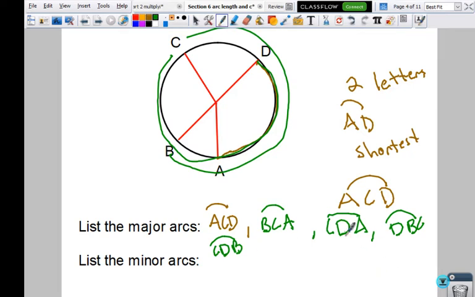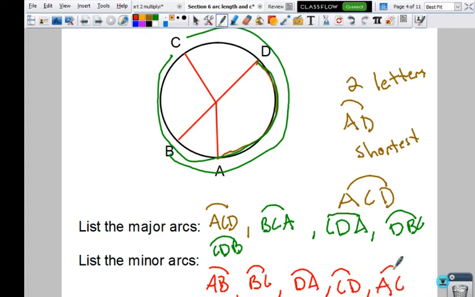So those are all of our major arcs, right? Minor arcs are less than half, so AB, or BA. I could do BC. I could do DA. And CD. I could do AC. I can do arc AC, and I think that's it.